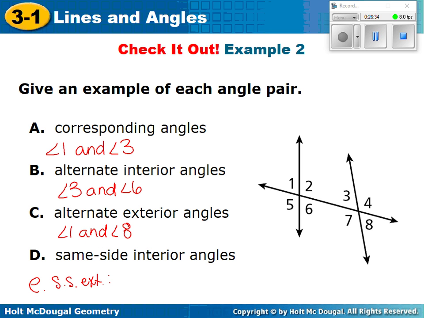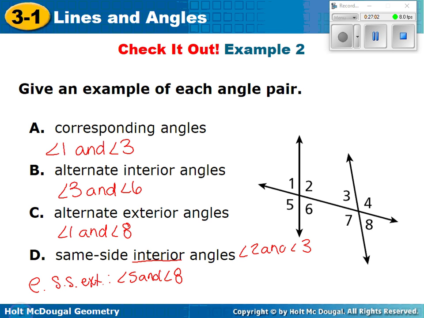Lena, same side interior. Be careful, 5 and 8 would not be interior. There you go. Angle 2 and angle 3. And what would 5 and 8 be? Same side exterior. So I'm going to go ahead and put those down here. Angle 5 and angle 8. Any questions on the ones you wrote down? Not sure if what you had was correct.